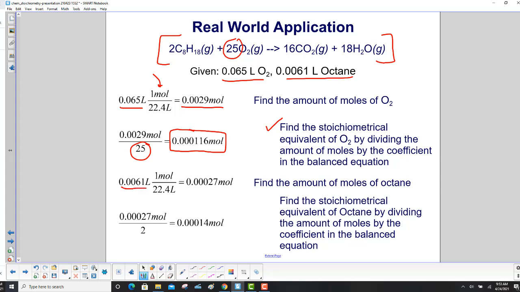Next, we find the amount of moles of octane. So here's how much octane we have. Here's 1 mole per 22.4 liters. And we get 0.00027 moles. We divide that by the coefficient in the balanced equation. So our octane has 2. So we divide it by 2, and we get 0.00014 moles.